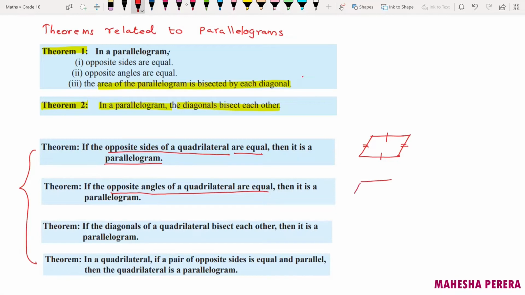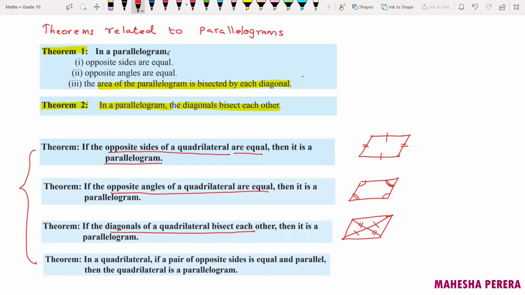If the given quadrilateral's opposite angles are equal, then it should be a parallelogram. Right. The next one: if the diagonals of a quadrilateral bisect each other, then it is a parallelogram. So if you are given that the diagonals of this quadrilateral bisect each other, then it should be a parallelogram, right? That means these two lengths should be equal and these two lengths should be equal.